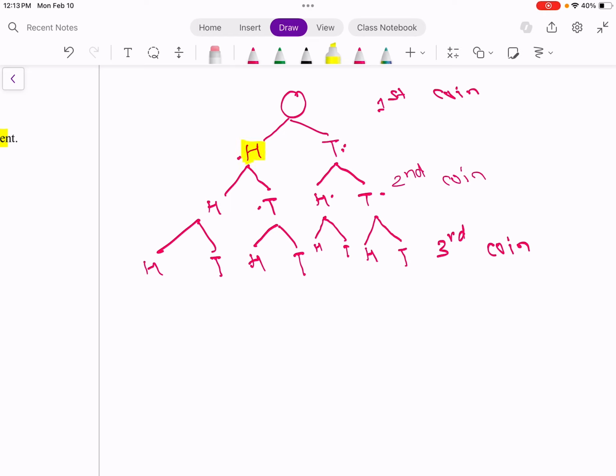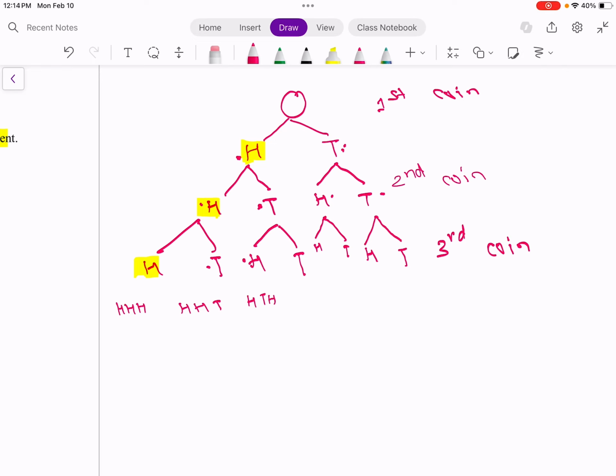So what are the sample points here? Head in the first coin, head in the second coin, head in the third coin. So H, H, H. This is one sample point. Head in the first, head in the second, tail in the third. So H, H, T: head first, head second, tail third. Or we might get a head in the first, tail in the second, head in the third. So that is head, tail, head.